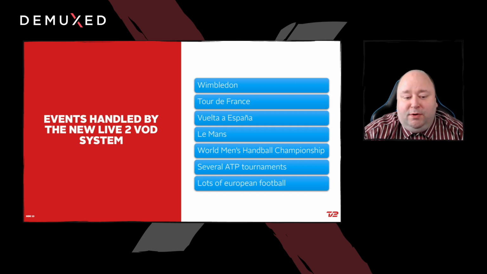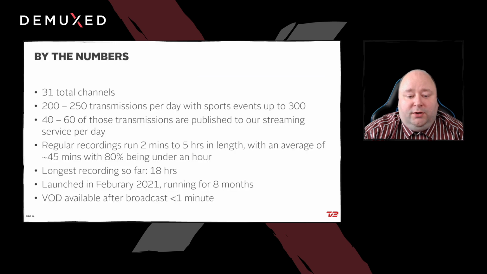If we go by the numbers, we run a total of 31 channels with live to VOD with this system. Normally we see 200 to 250 transmissions per day, but during summer sports, we've seen events up to 300 transmissions per day. 40 to 60 of those are normally published to our streaming service as live to VOD assets.